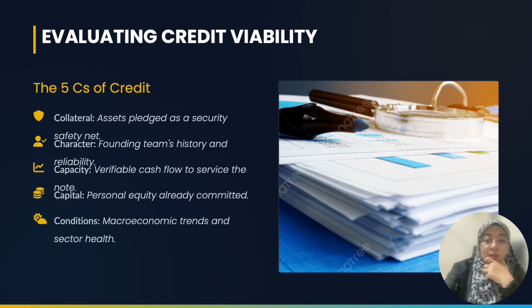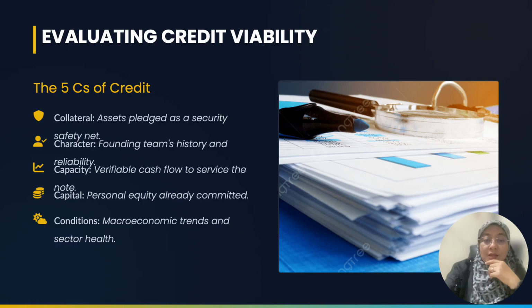Another is character, which is your historic credit footprint, looking at your reliability record and previous history. The next is capacity, which is your clear operational cash flow available, so that you can comfortably service the debt if they lend you some amount of money. Then capital, which is the level of personal equity wealth you have already committed, current or previous.